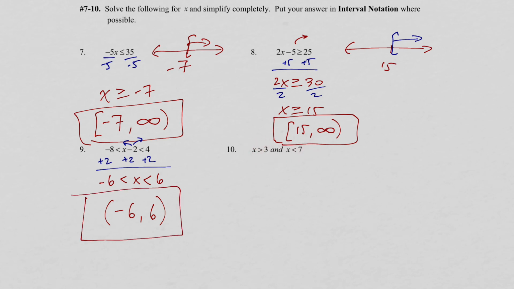Okay, first we're going to graph each one. So on the number line, put your 3 down to the left of 7. Now greater than 3 looks like this. Less than 7 looks like this. The and is the intersecting portion, which is just, I didn't draw it very well, but it's that portion right in there only. So this is 3 to 7.